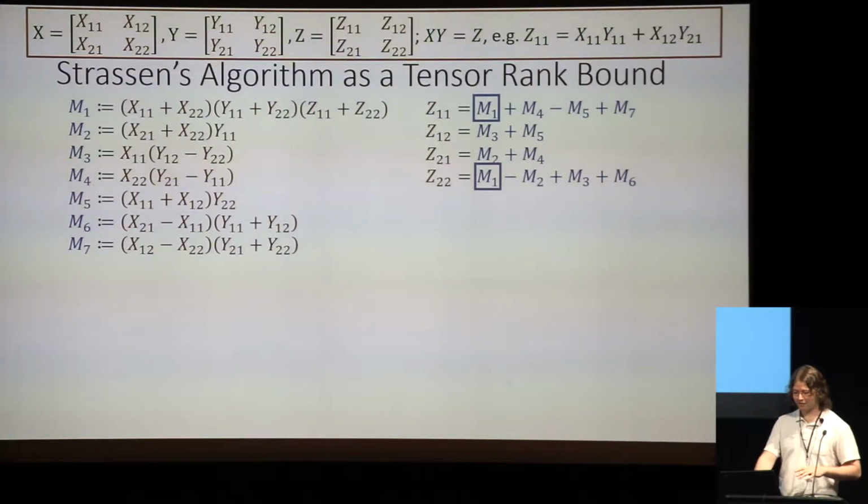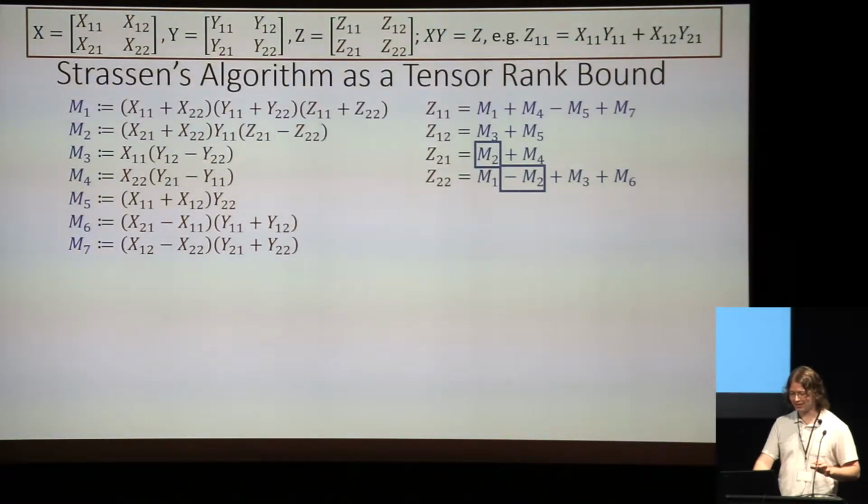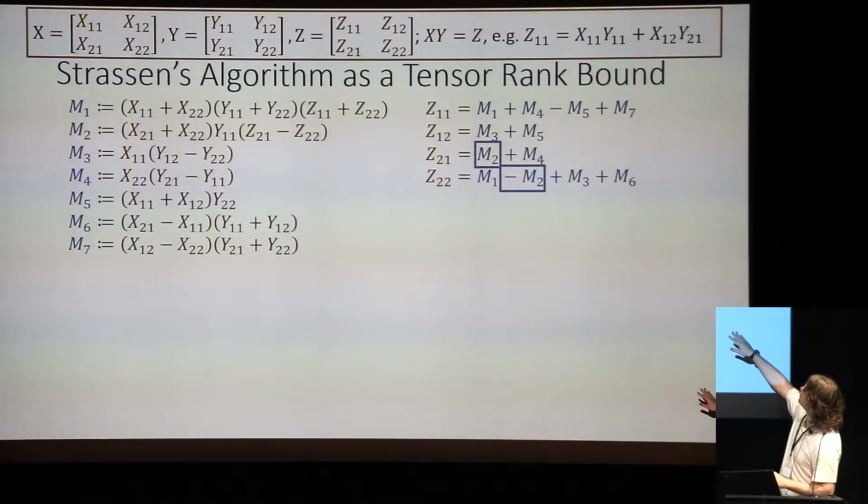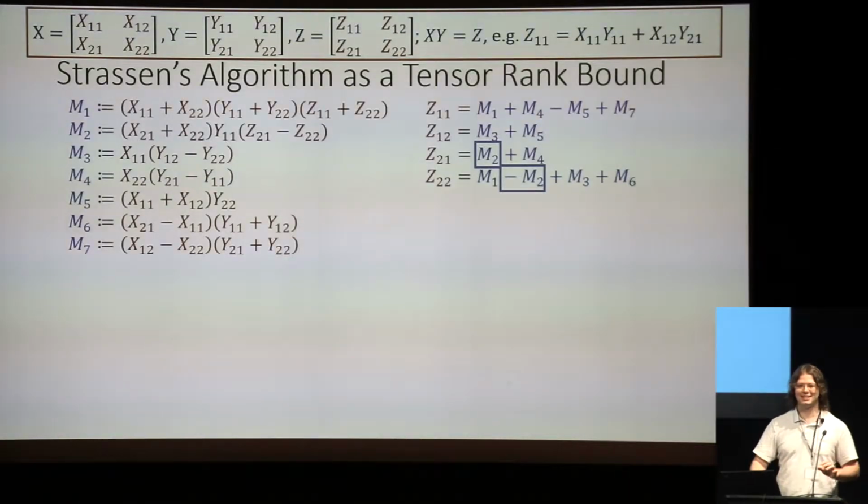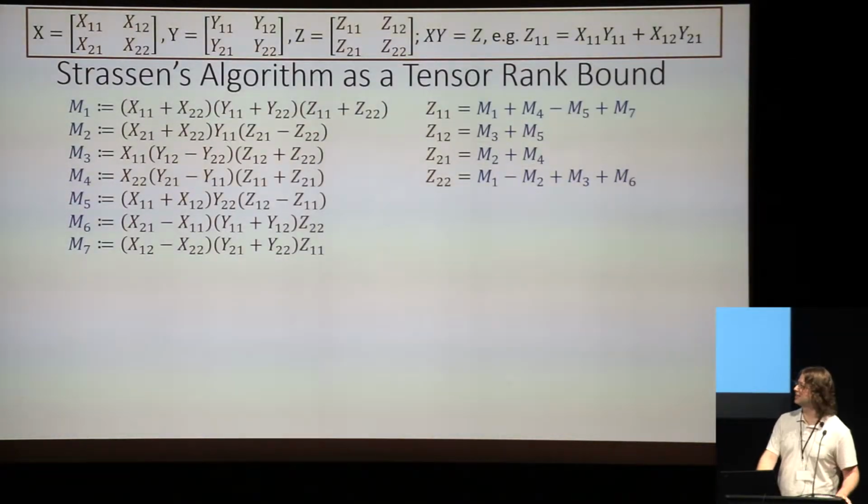And then similarly, for M2, I'm going to find all the places where M2 appears, and I'm going to multiply M2 by those z variables. And notice we had minus M2 for Z22, so I multiplied by minus Z22. And similarly, we'll do this for all 7 of them.